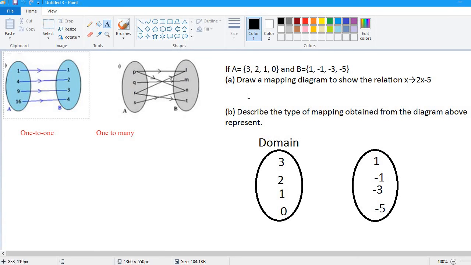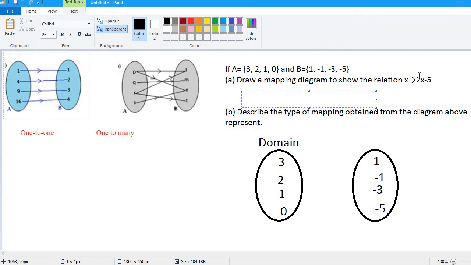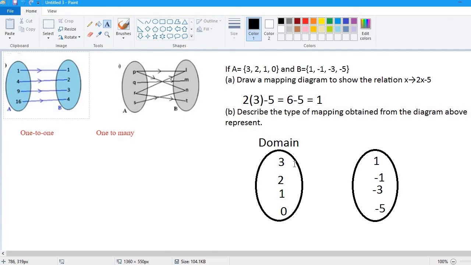All right, you'll notice that if you put in each of these values in the domain, let's go ahead and use 3 for example. So let's plug in 3 for x and see what we get. So 2 times 3 minus 5, that's going to be 2 times 3 is 6, 6 minus 5 is 1. So we know that 3 definitely maps onto 1. And if you do it for the rest of the numbers in the domain, if you do it for 2, 1, 0, you should get the same thing. You should have 3 mapping onto 1, 2 mapping onto minus 1, 1 mapping onto minus 3, 0 mapping onto minus 5. Right. All right, so let's go ahead and finish this up.